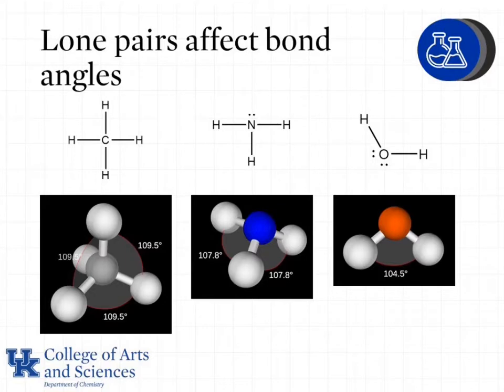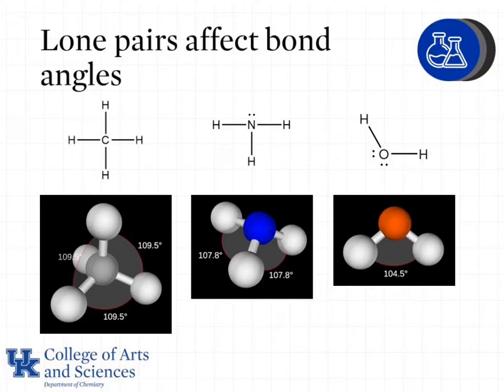We can also look at how lone pairs affect those bond angles. It is not important that you remember the specific values of these bonds in NH3 or H2O. What's important is that you recognize that the presence of a lone pair affects the bond angles. So in an ideal tetrahedral, such as what we see in CH4, we see that we have 109.5 degree angles. In NH3, which has a lone pair, we have 107.8.